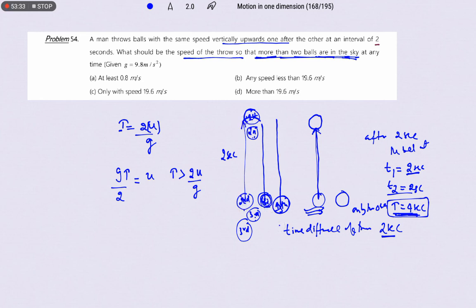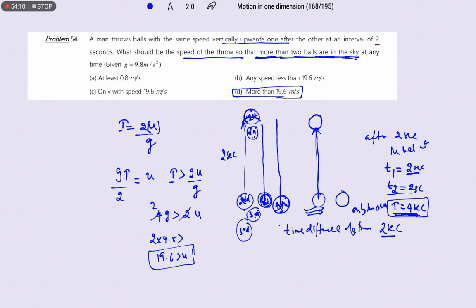His aim is to what? To maintain more than two balls, a minimum of three balls, in the air. So for that, the time of flight must be greater than 4 seconds, that is 2u/g greater than 4, so u greater than 2 into 9.8, that is 19.6. So the speed should be greater than how much? More than 19.6.